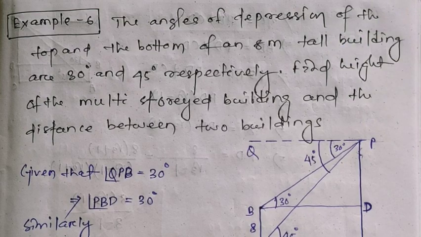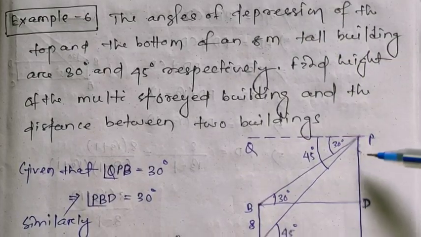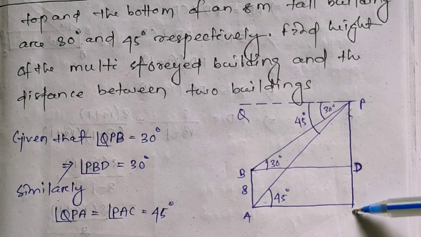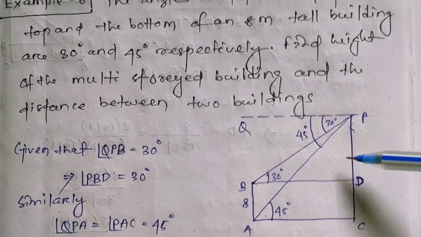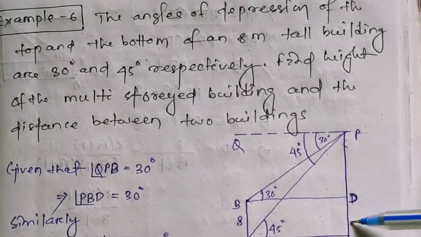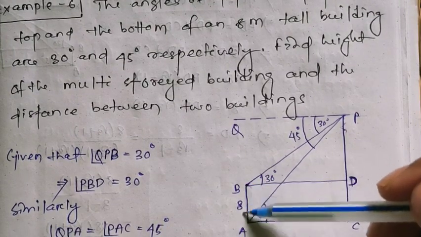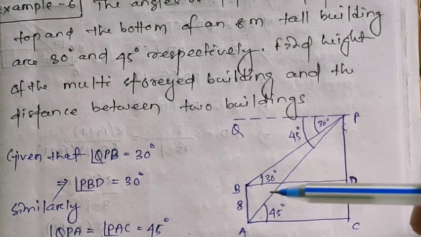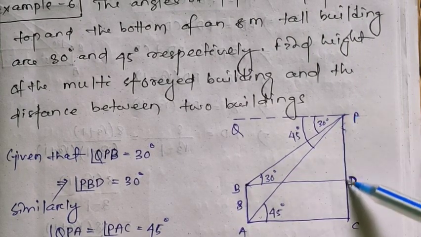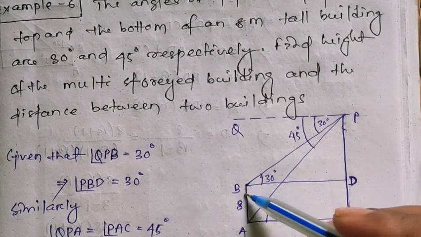So we have to understand the question first. Here it is given the angle of depression. Let us consider this is a building, PC. PC is a multi-storied building, and AB is another building which is 8 meters in height. So the angle of depression is from the top of this tall building to the other building.